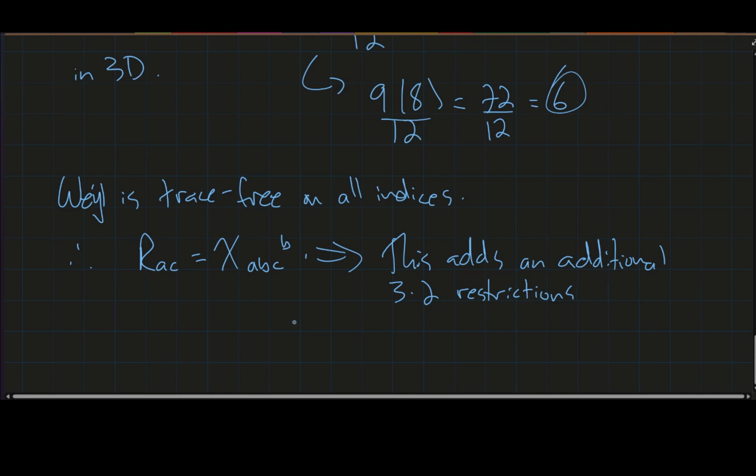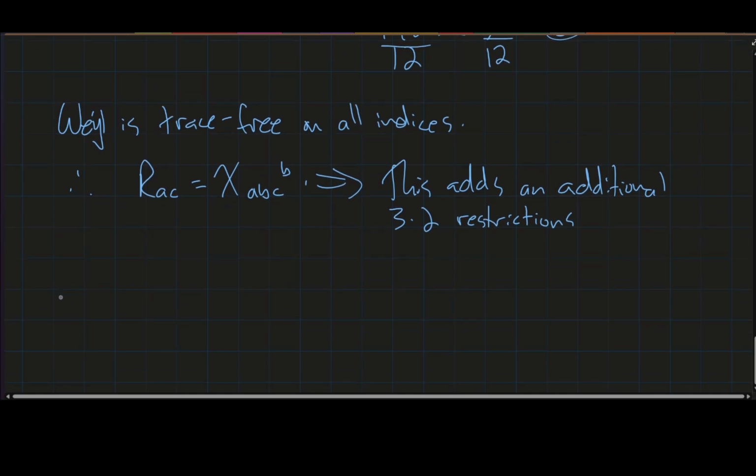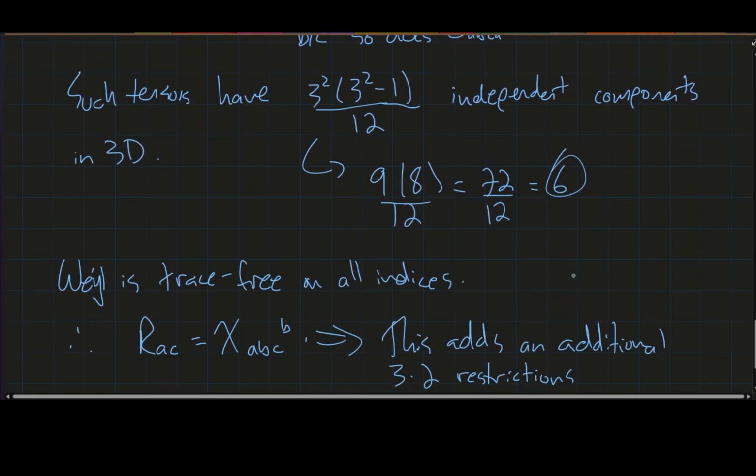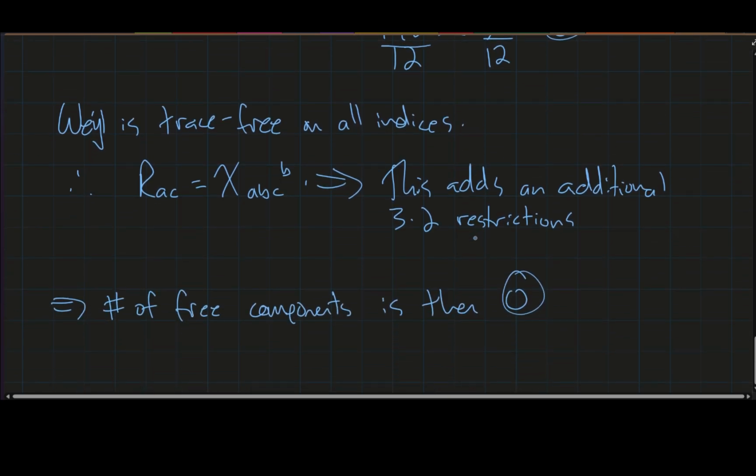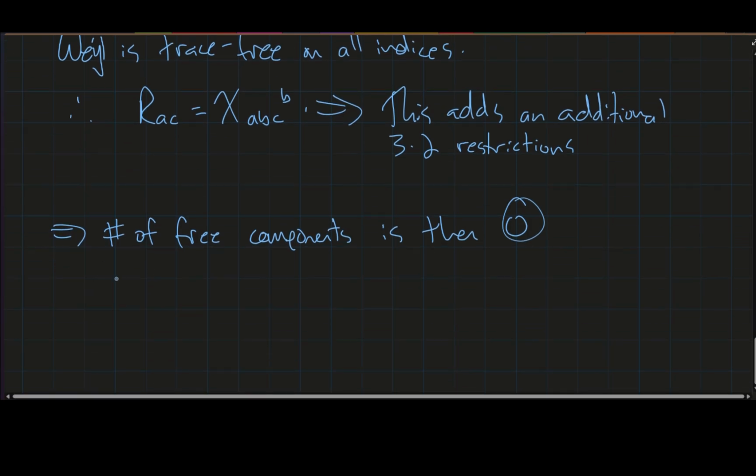So this means the number of free components is then 0. It's because we've shown that we have 6 independent components and 6 restrictions here. What this means then is that chi_ABCD is our R_ABCD in n equals 3.